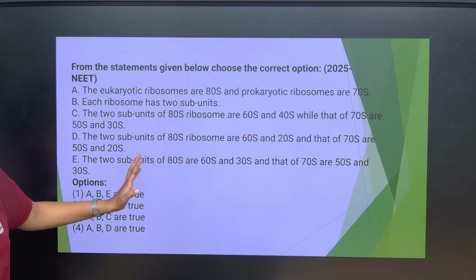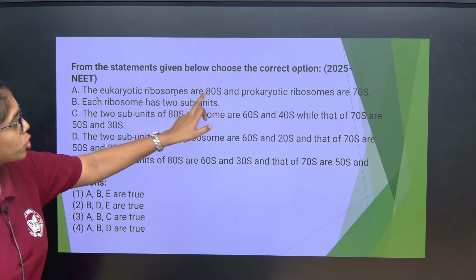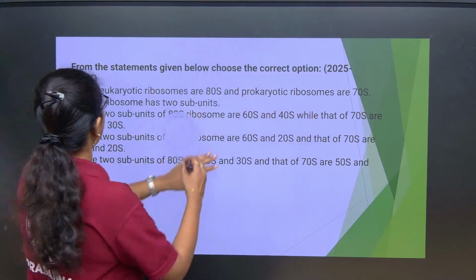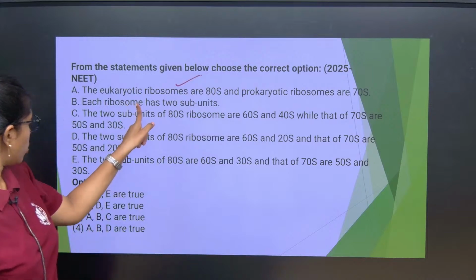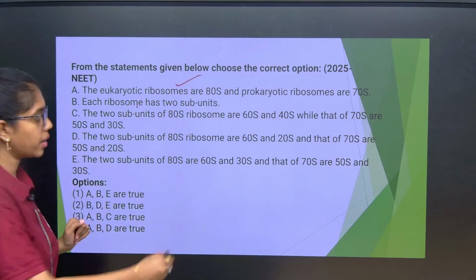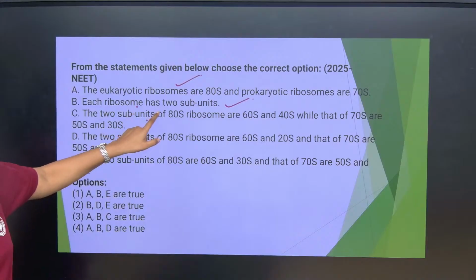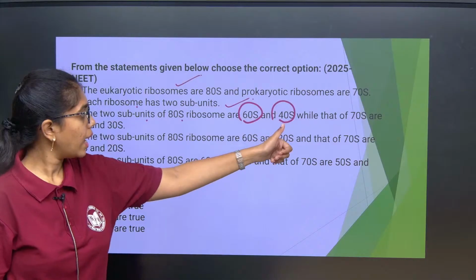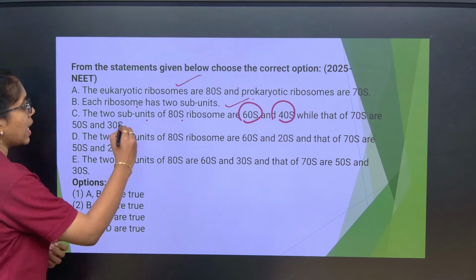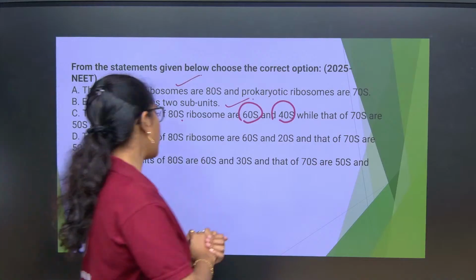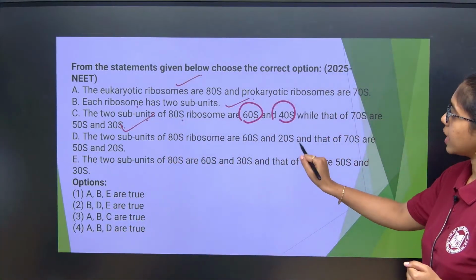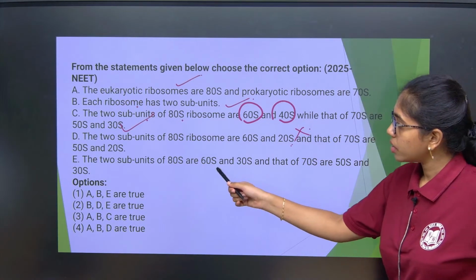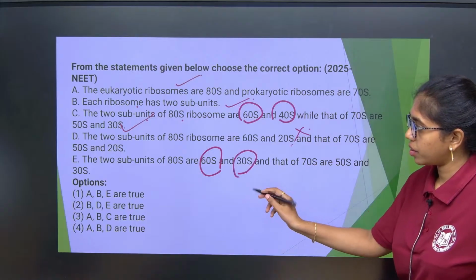We will look into the options first, okay? The eukaryotic ribosomes are 80S, prokaryotic 70S, correct only, no? Each ribosome has 2 subunits, correct? The 2 subunits of 80S ribosomes are 60S and 40S, correct? While that of 70S are 50S and 30S, true? Next, the 2 subunits of 80S are 60 and 20, wrong. The 2 subunits of 80S are 60S and 30S, wrong.